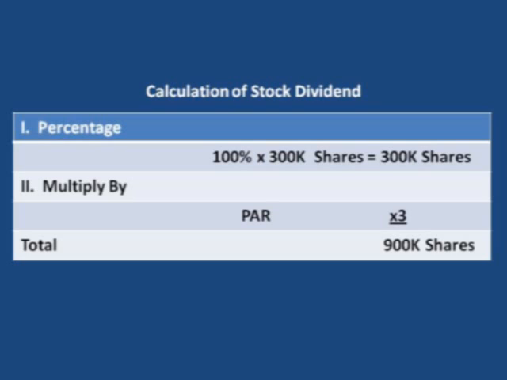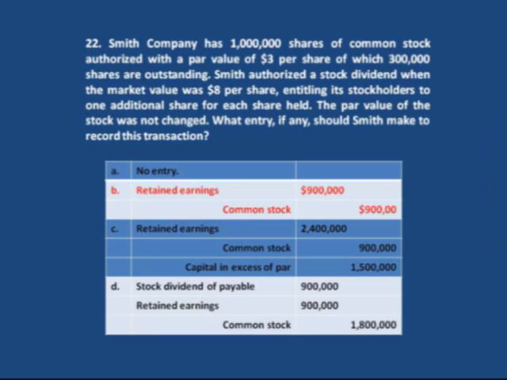So the percentage is always the same. 100% times 300,000 shares multiplied by par. This is a large stock dividend. For a large stock dividend, you multiply by par, and par is $3. Total stock dividend, $900,000. Debit retained earnings for $900,000, credit common stock $900,000, large stock dividend. So for the second question, the answer is going to be B.